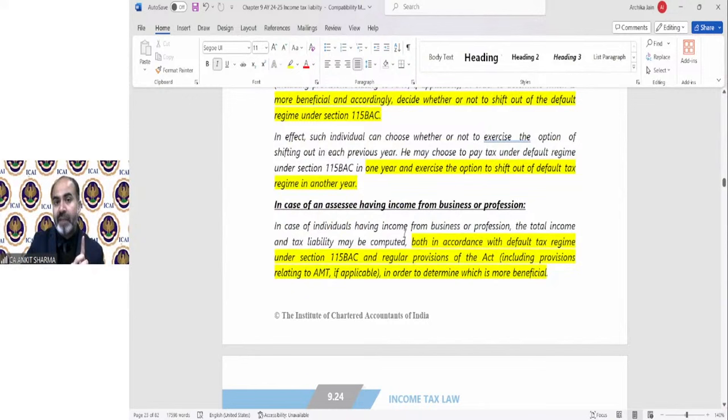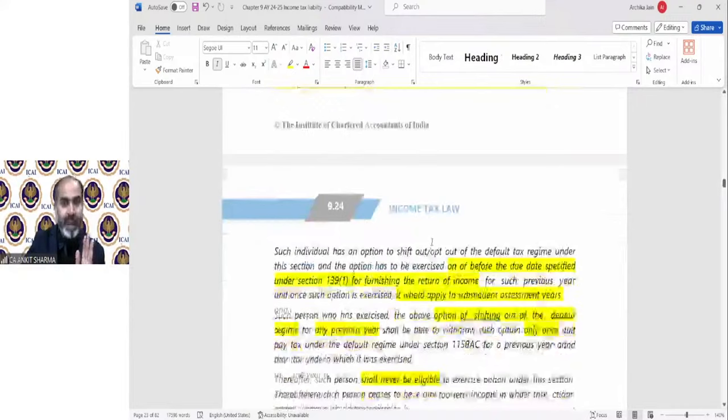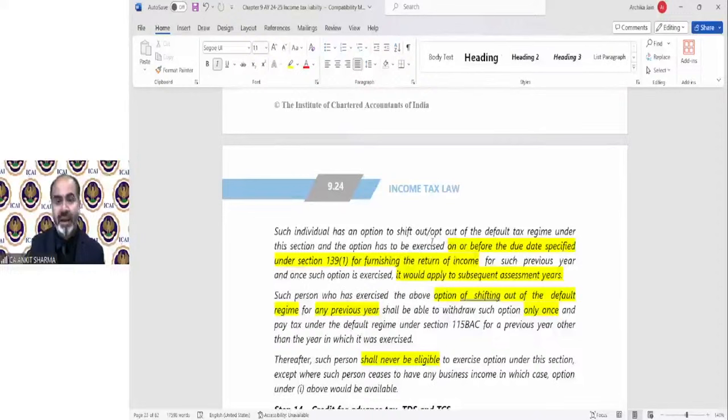In case of an individual having income from business or profession, the total income and tax liability may be computed both in accordance with the default tax regime under section 115BAC and the regular provisions of the Act. And you can choose the most beneficial scheme as applicable to you. But such an individual has an option to opt out of the default tax regime under this section, and the option has to be exercised on or before the due date specified in section 139(1) for furnishing the return of income.